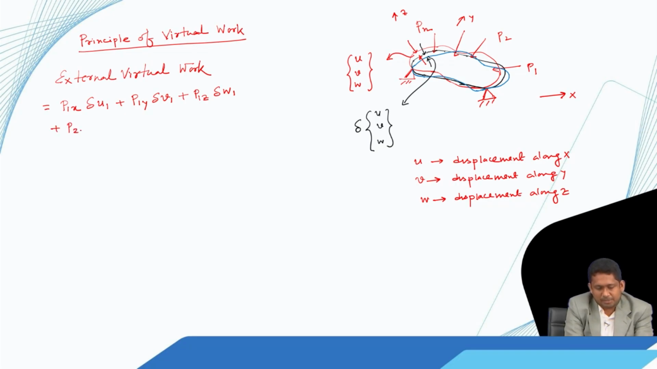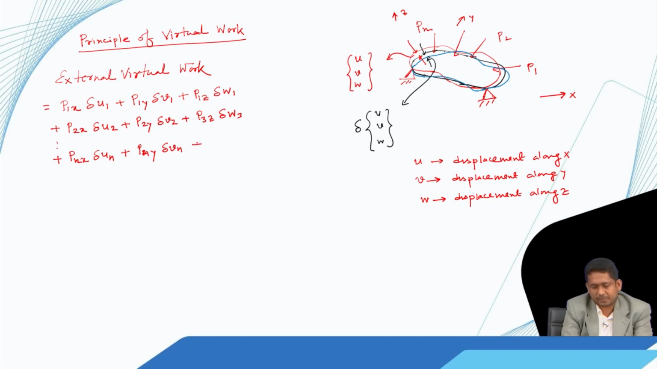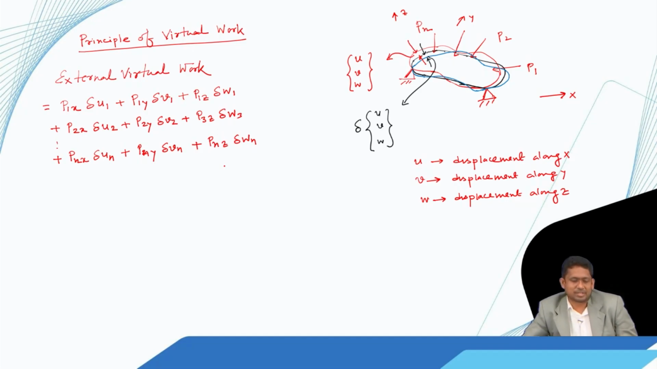Similarly, at point 2 we have P2x into delta U2 plus P2y into delta V2 plus P2z into delta W2, and it goes on up to the nth force, the last force, Pnx into delta Un plus Pny into delta Vn plus Pnz into delta Wn. So, that is the total amount of external virtual work done by the external force.